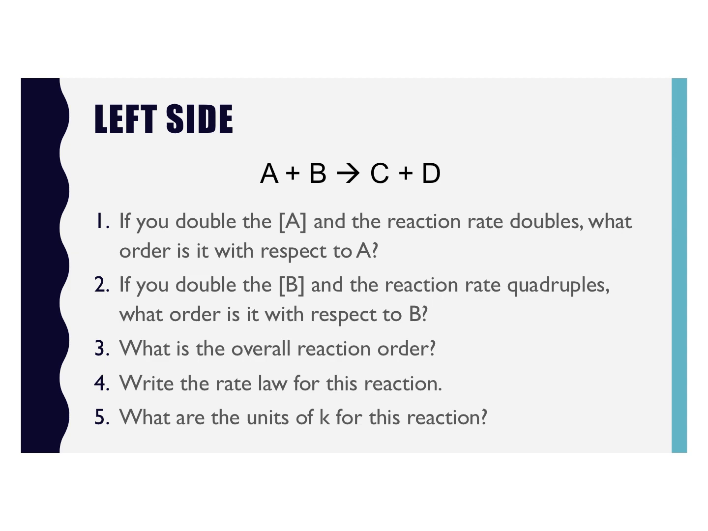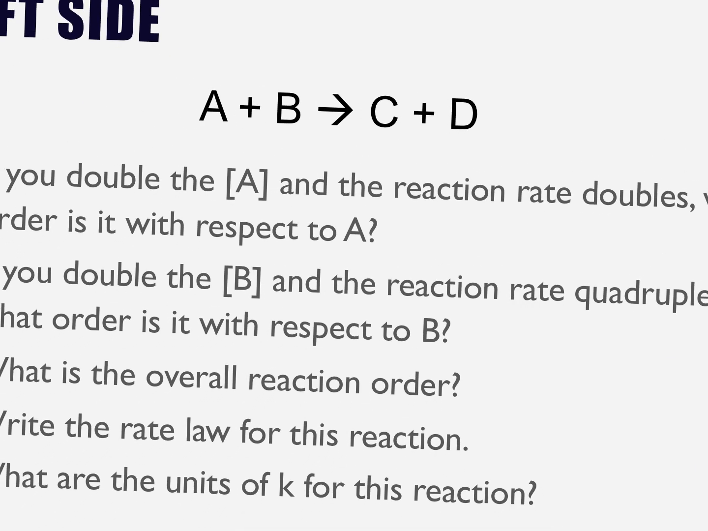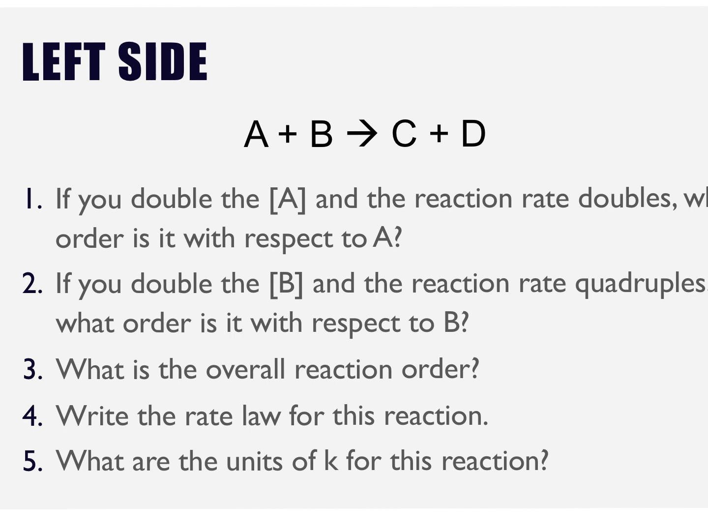All right, let's take a look at each one of these. If we double the concentration of A and the reaction rate doubles, what is the order with respect to A? We think about what 2 to the x power would equal 2, and therefore x equals 1. If we double the concentration, the rate doubles, and that's where we get that 2 from on that side.